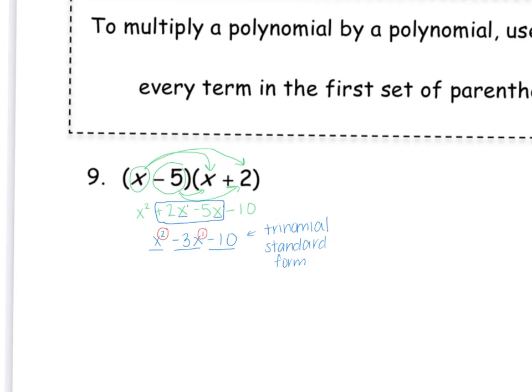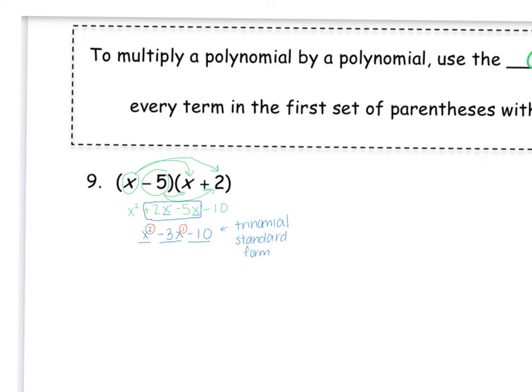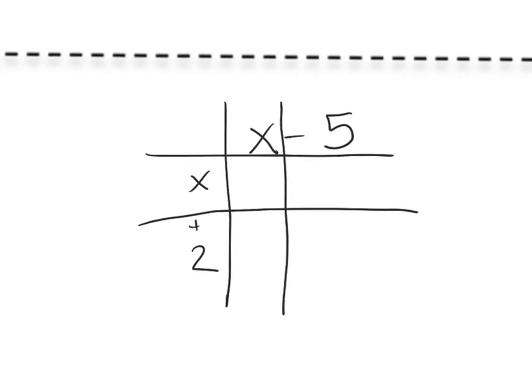There's also another way you can do it. Whichever method works for you, you can do. For the other method, it's called the box method. I have x minus 5, and I have x plus 2. I'm going to do a box like this. And what you're going to end up doing is we're multiplying within the box. I can't draw straight lines for my life.